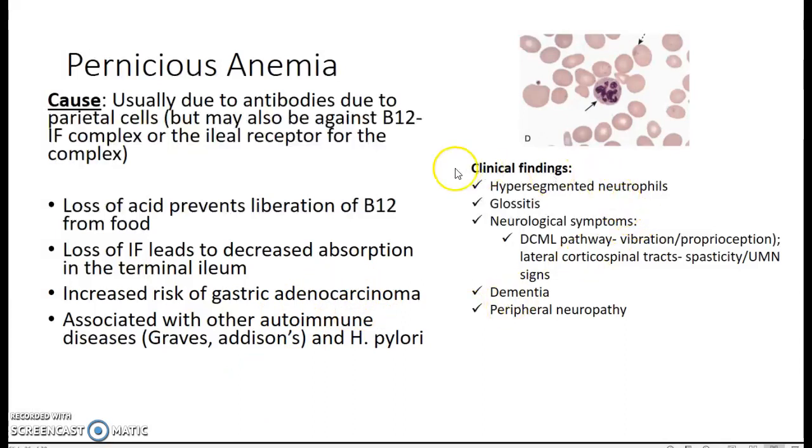So you get the clinical syndrome: you get these hypersegmented neutrophils. You can see, normally you should have less than 5 lobes. This one has like 8. Glossitis, and then neurological symptoms, peripheral neuropathy, affects the corticospinal tracts and your DCML pathway, and you can get dementia as well. But this is a reversible dementia, also key for Step 1.